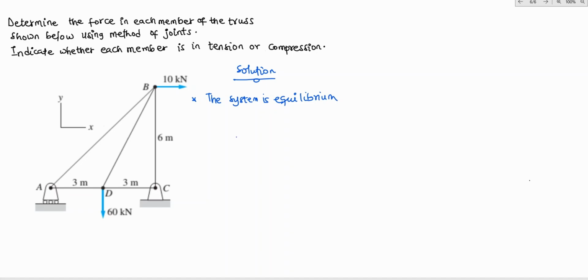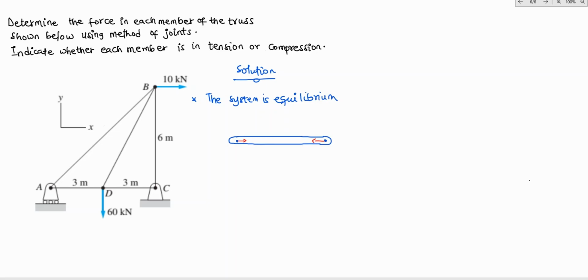Assuming I have a single truss member, and let's say I have a pin here, and a force is being applied on the pin in this direction, pulling away from the pin. What will you say about this? Will you say this truss member is in tension or in compression?